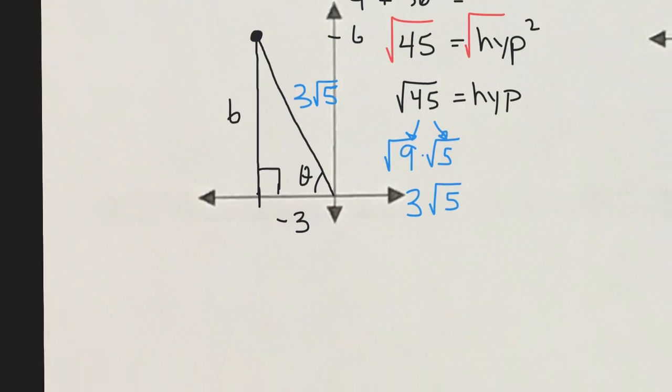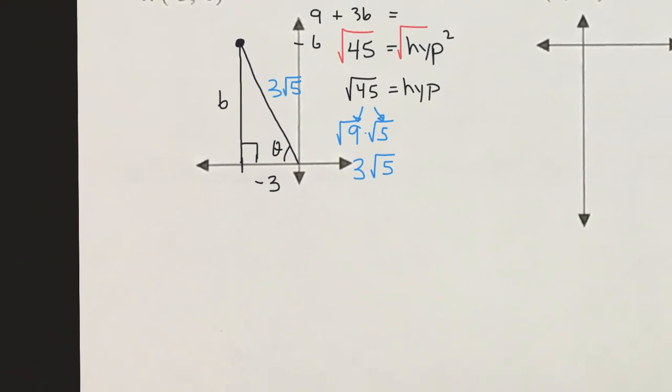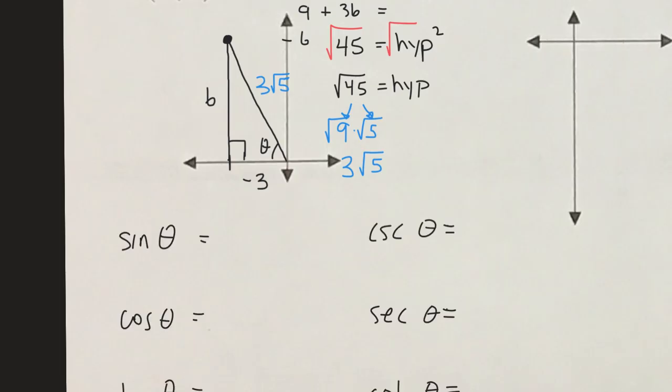So let's now write down all 6 of our trig words, and then we'll come back for the ratios. So now let's write our ratios. So sine is opposite, which is 6 over 3 roots of 5. Okay, so looking at this, can we simplify anything? The answer is yes, or I wouldn't have asked.